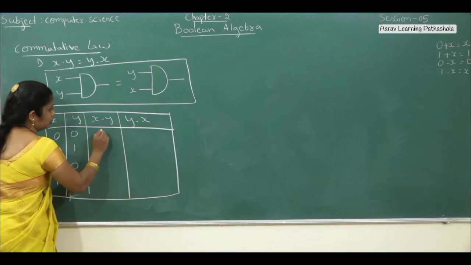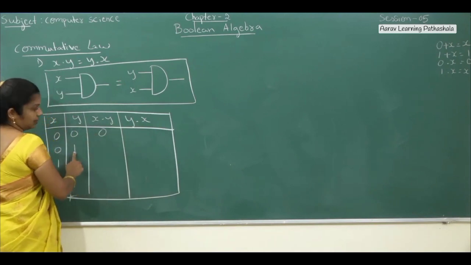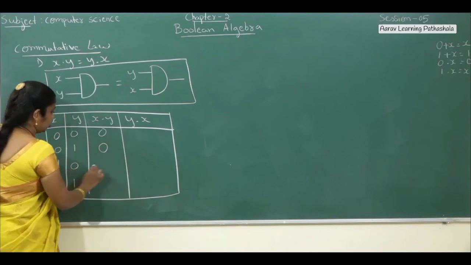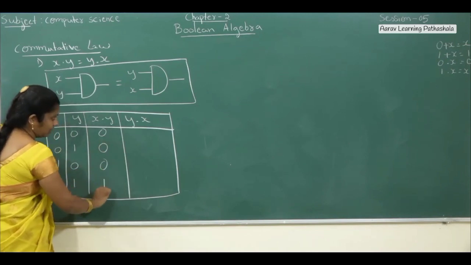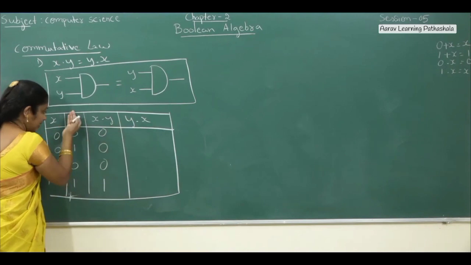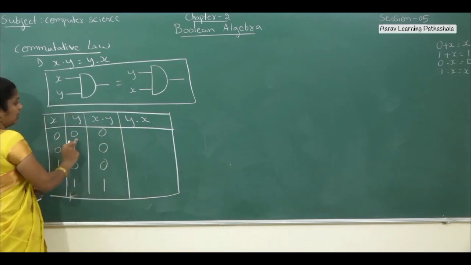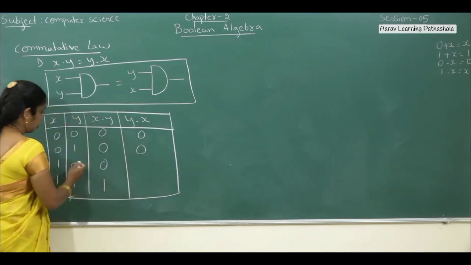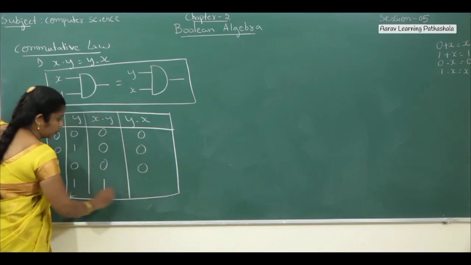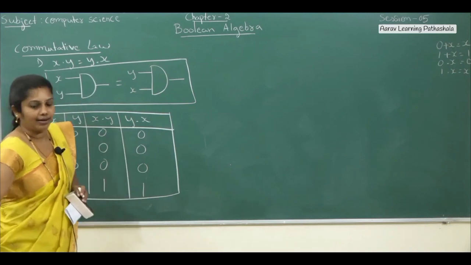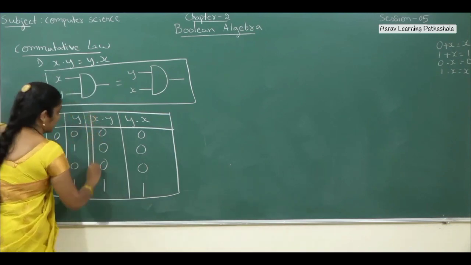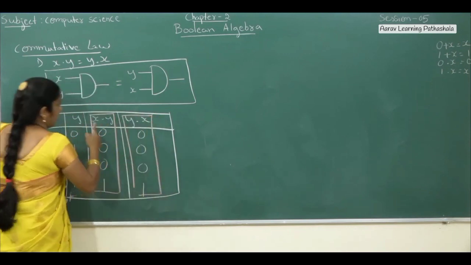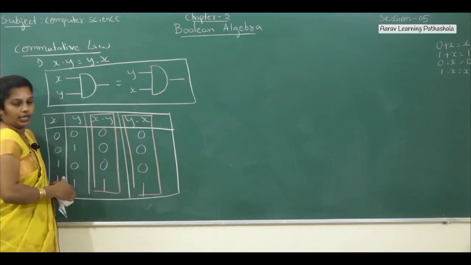That's why 0 into 0 is 0. 0 into 1, one input is 0, that's why the output becomes once again 0. 1 into 0 is 0. 1 into 1 is 1. Next, we'll take y into x. We'll take first the y column and then the x column. 0 into 0 is 0. 1 into 0 is 0. 0 into 1 is 0. 1 into 1 is 1. From this, I can say that x into y equals y into x.